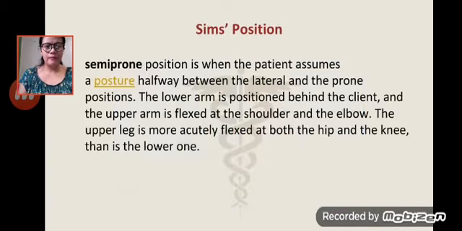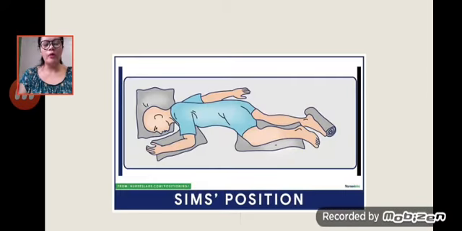Then, what else? Another type of position, of course, is the Sims position, wherein the semi-prone position is when the patient assumes a posture halfway between the lateral and the prone position. The lower arm is positioned behind the client, and the upper arm is flexed at the shoulder and the elbow, and the upper leg is more acutely flexed at both the hip and the knees than the lower one. So how are we going to visualize this one? This is what we call the Sims position.